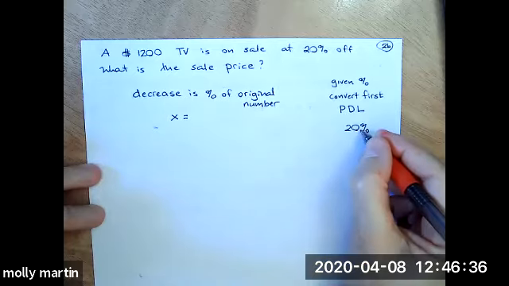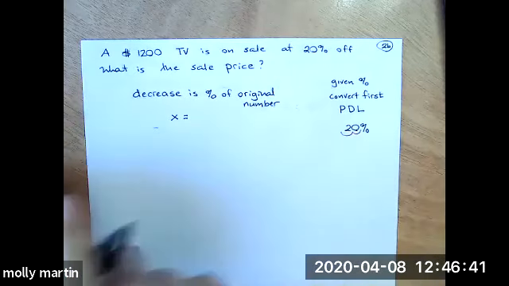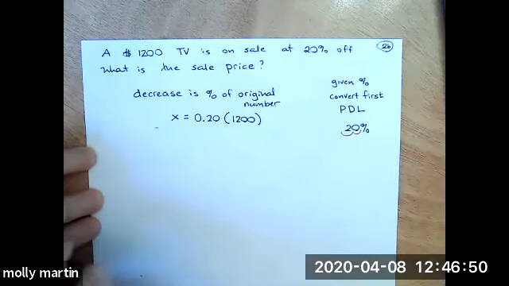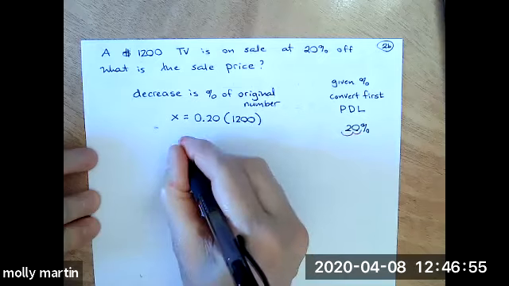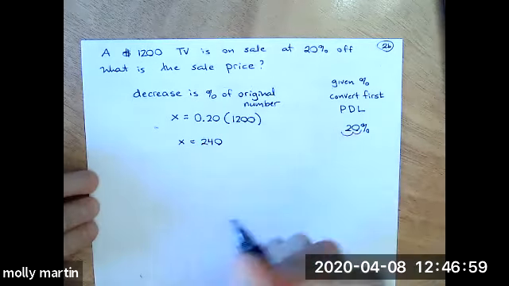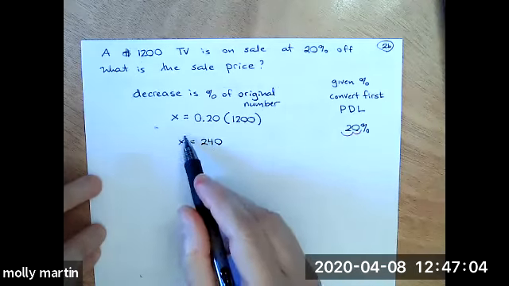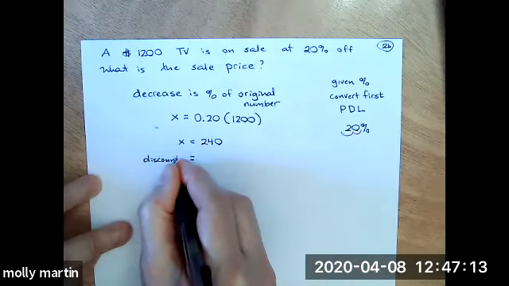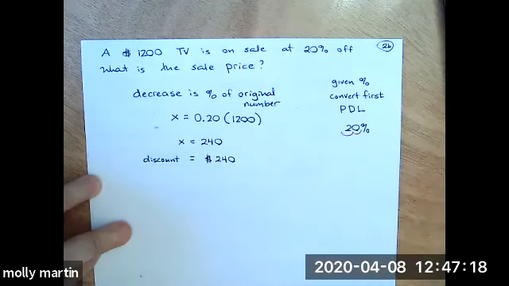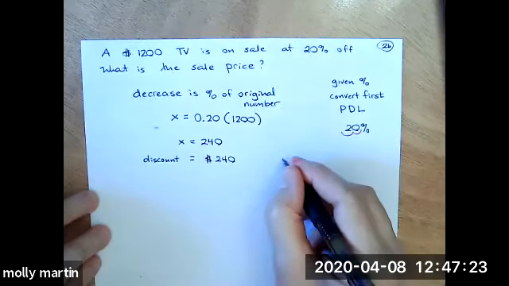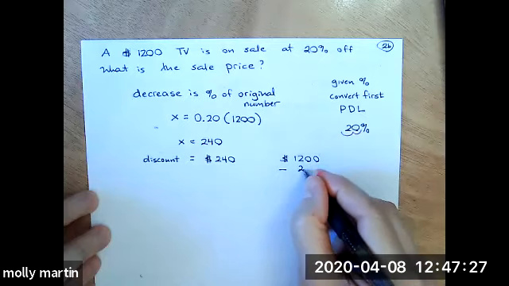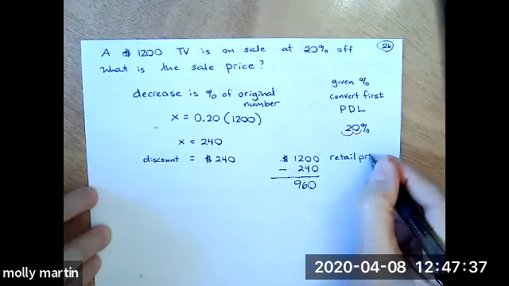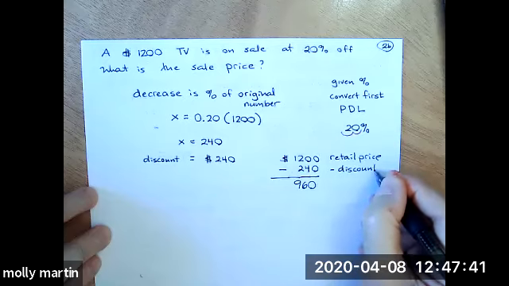20% as a decimal. Move the decimal point 2 places. Get 0.20. Of means times, and the original price is $1,200. So we multiply and we get X is 240. Now that's not what you pay for the TV. This is how much they take off the price. So this is the decrease, or you could also call it the discount. In order to actually find the sale price, we have to subtract. So the retail price minus the discount is equal to the sale price.